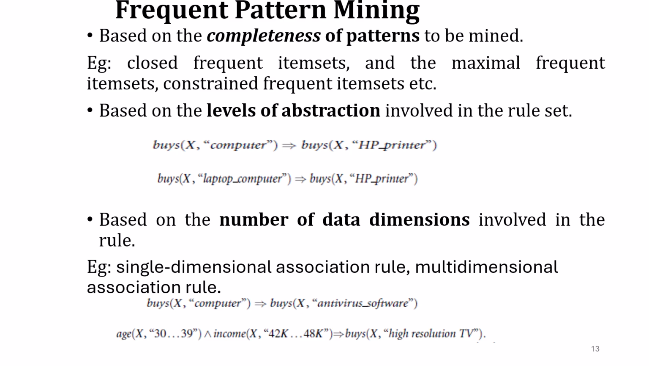Pattern mining based on the completeness of patterns we mine, for example, closed frequent item sets and maximal frequent item sets, constrained frequent item sets, etc. Based on the levels of abstraction involved in the rule set: if customer X is going to buy a computer, he is going to buy the HP printer also. Another example: if customer X is going to buy a laptop computer, he is going to buy the HP printer. Based on the number of data dimensions involved in the rule: single-dimensional association rule and multi-dimensional association rule.